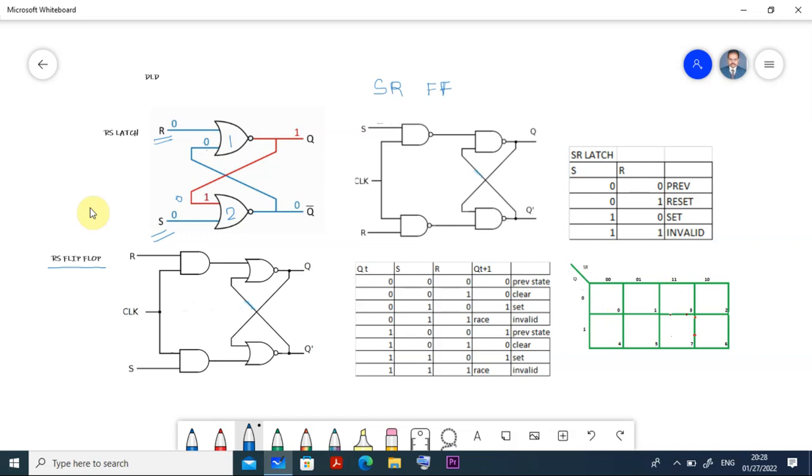When all the gates used are NAND gates, in that case it becomes an SR flip-flop. Are you following me? Here also, this is NAND gate 1, this is NAND gate 2, this is NAND gate 3, and this is NAND gate 4. That means all the gates are universal gates, and since I am using NAND gates, it becomes an SR flip-flop. Then what is the RS flip-flop? We will see what is the condition here for the SR latch.